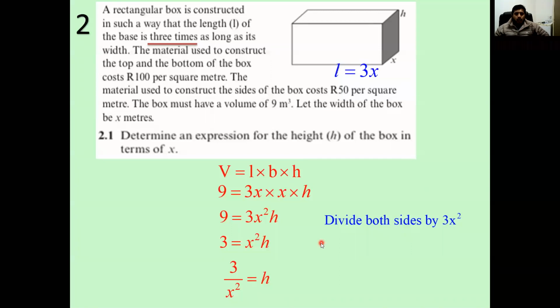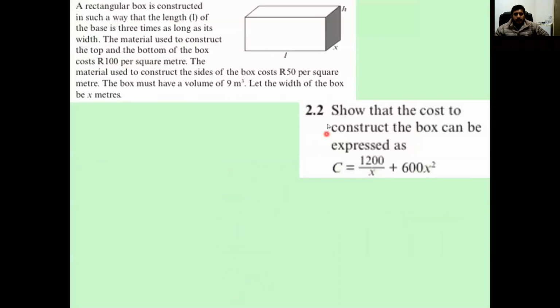So moving on to 2.2. Now it says show the cost to construct the box. So we're talking about money, some money, right? How much it's going to cost. Now remember, if we are making this box, we're not interested in how much it can take. We're not interested in volume. So we need material to make the box. So we're looking at surface area.